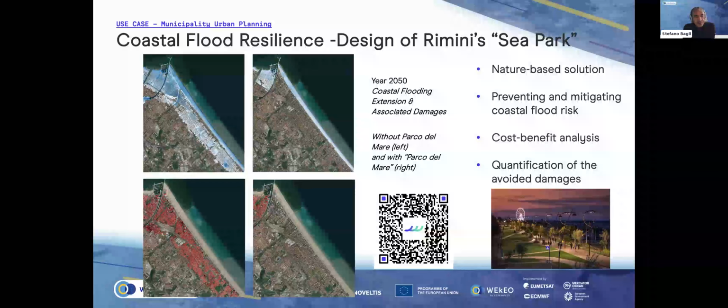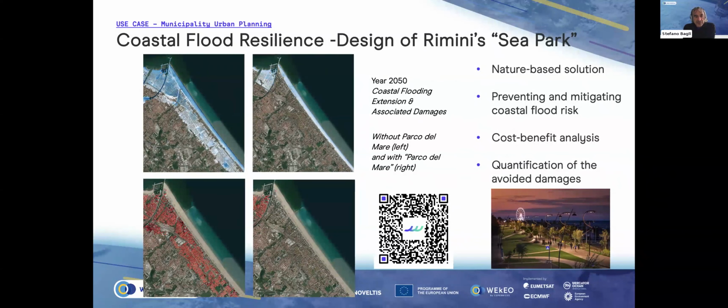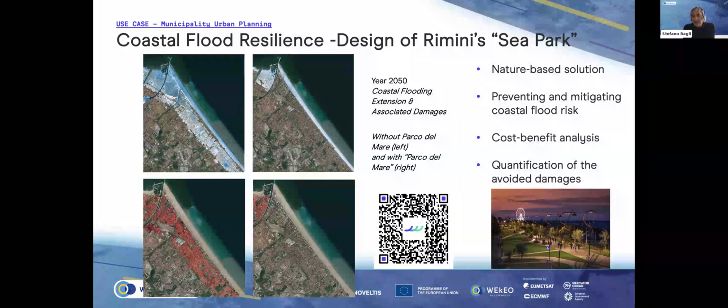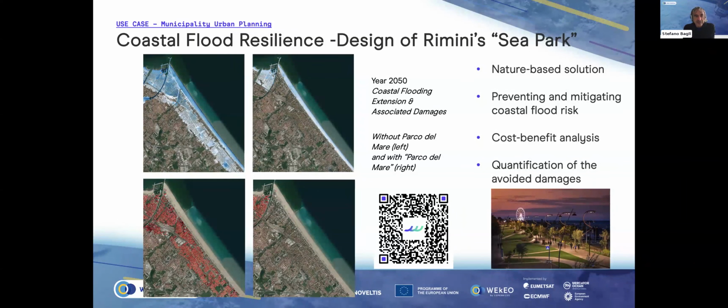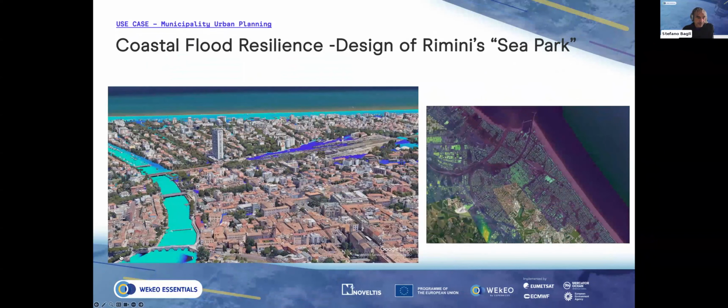Another application is more related to adaptation. So we are here in Rimini again. We supported the municipality of Rimini to design a big nature-based solution project that is basically composed of an artificial dune, a green park that protects the city from future coastal flood events. Thanks to the functionality of the platform, the user can also compute and compare different scenarios, defended and undefended, and also compute a sort of cost-benefit analysis.